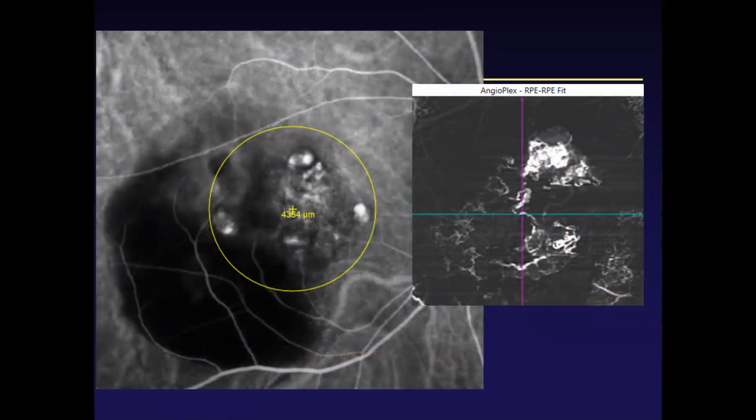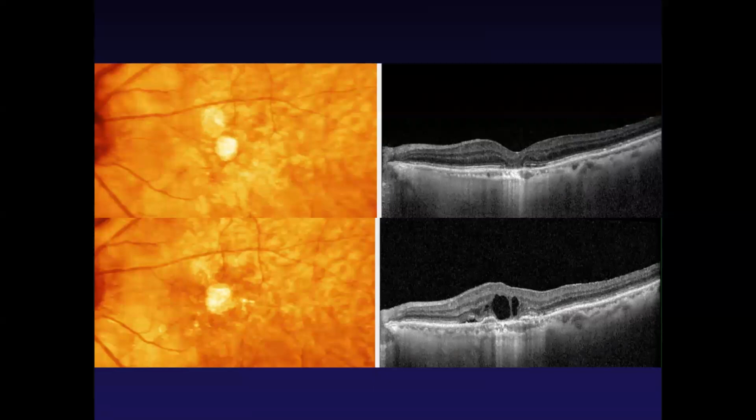Here is another example showing you a post-treatment eye. On the left-hand side is the baseline presentation, clear polypoidal complex. We applied combination therapy. On the right, using the RPE fit slab, we can demonstrate persistence of this complex after 3 injections, after the combination therapy.